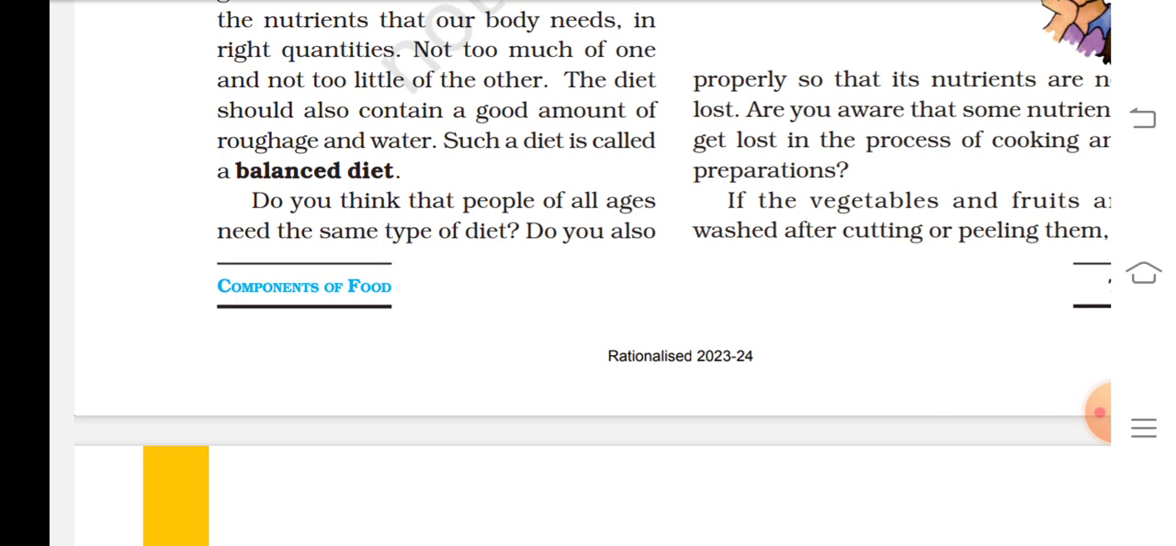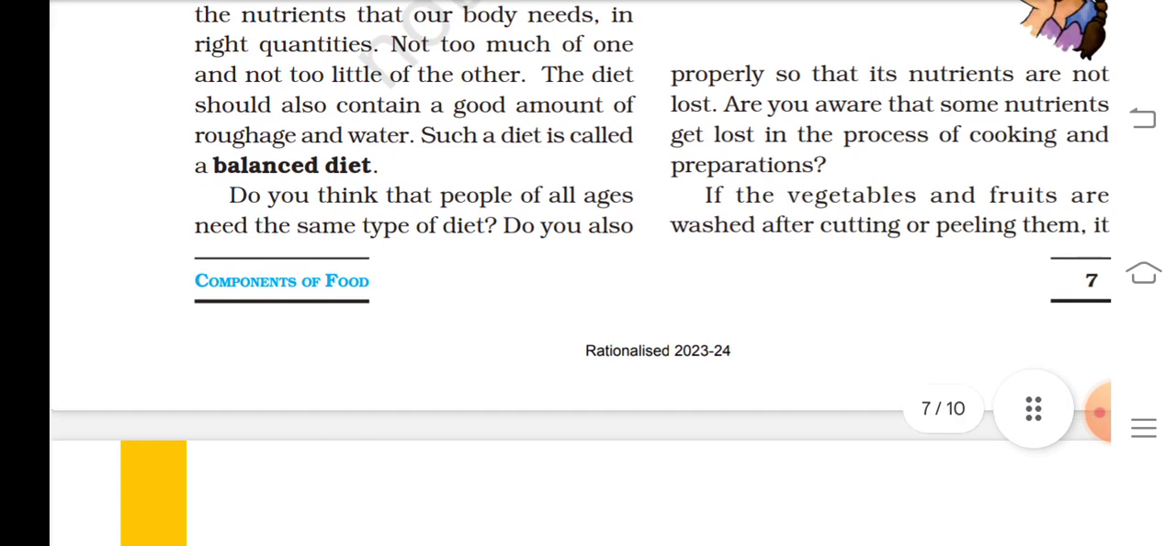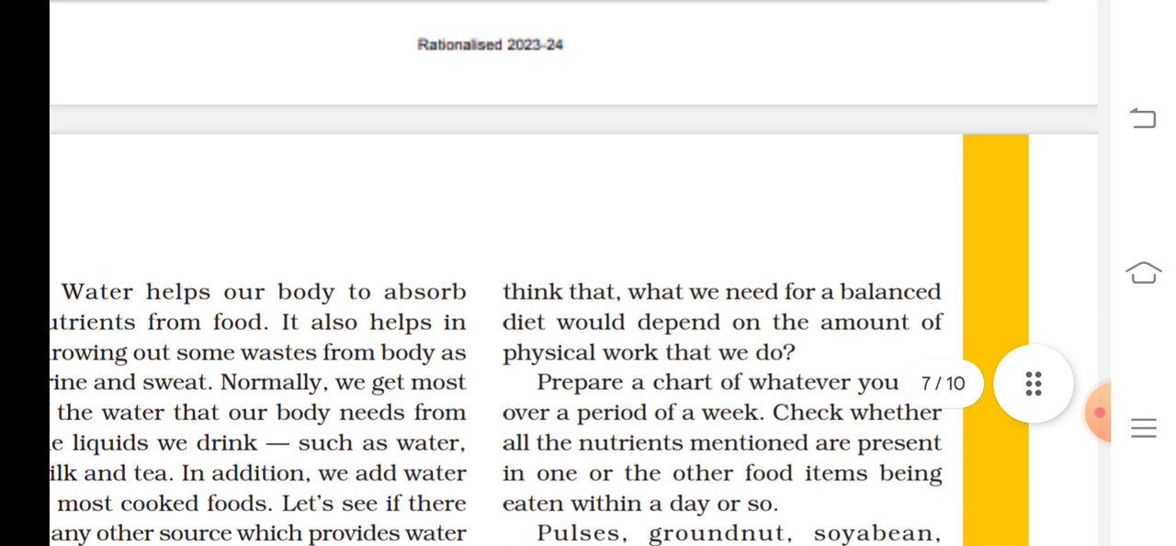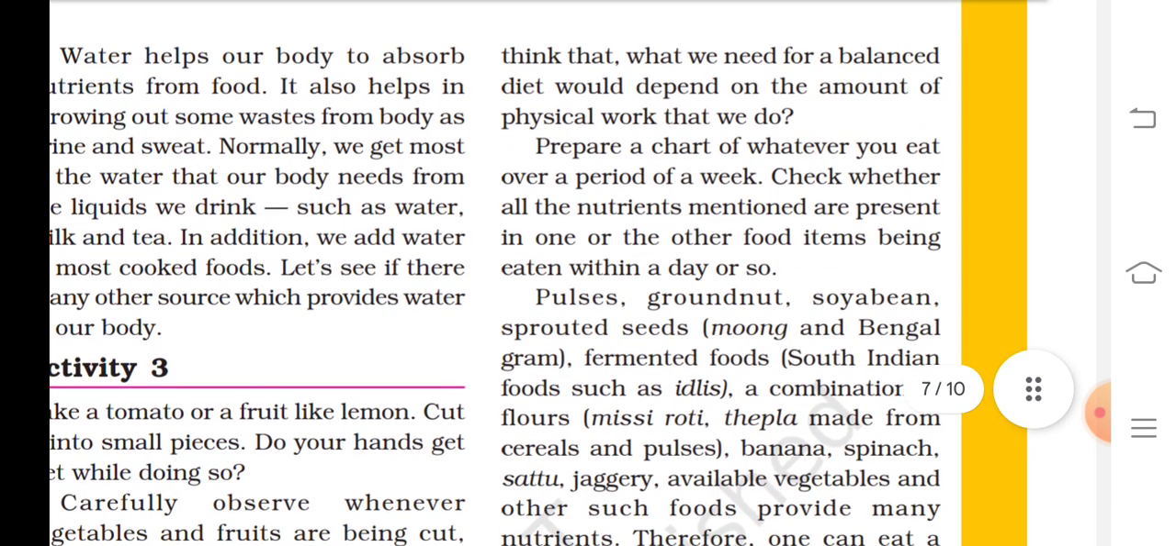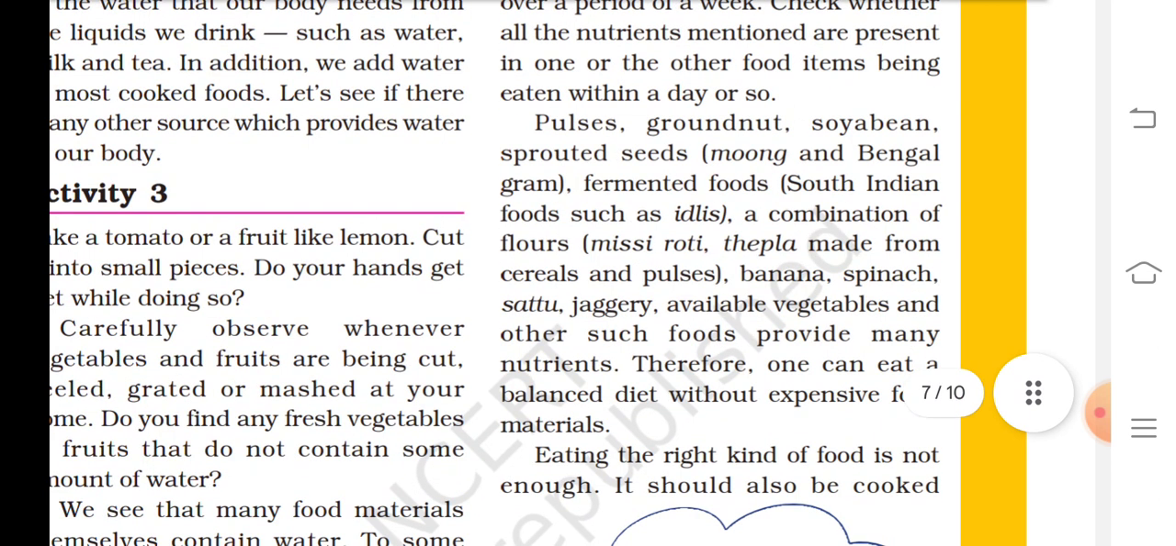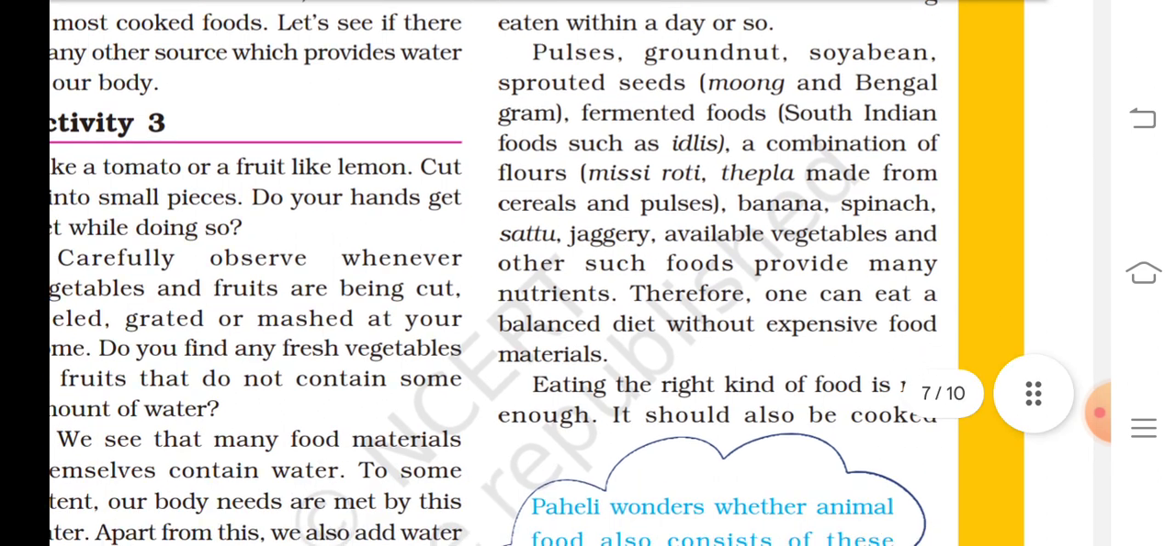Do you think that people of all ages need the same type of diet? Do you also think that what we need for a balanced diet would depend on the amount of physical work that we do? Prepare a chart of whatever you eat over a period of a week. Check whether all the nutrients mentioned are present in one or other food items being eaten within a day or so.